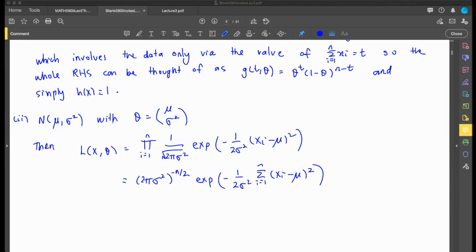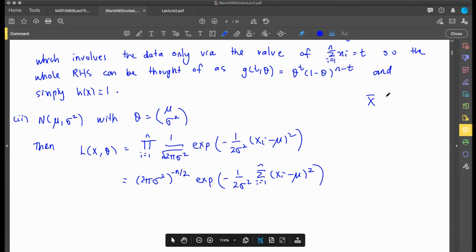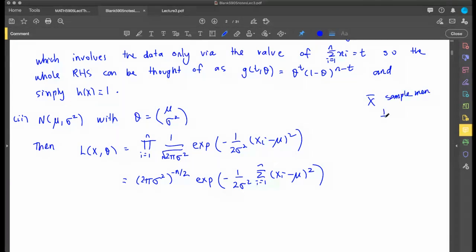What is the definition of x bar? I'm only using x_i's here. Oh, x bar. X bar is the sample mean. So this is the sample mean, which means I go 1 over n times the sum of the observations. That's what that is.